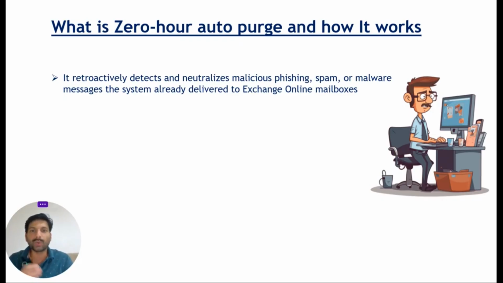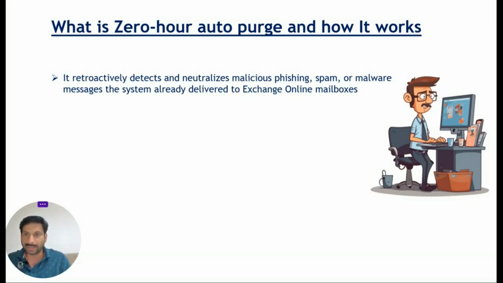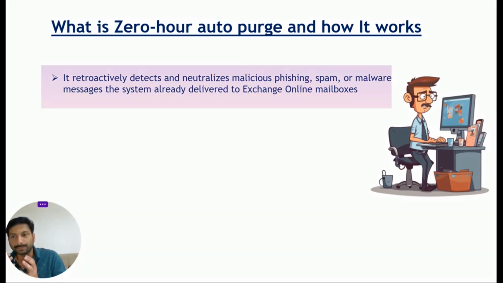What is 0-hour auto purge and how does it work? 0-hour auto purge is an email protection feature in Exchange Online Protection, which is called EOP. It retroactively detects and neutralizes malicious phishing, spam, or malware messages the system already delivered in Exchange Online mailboxes.